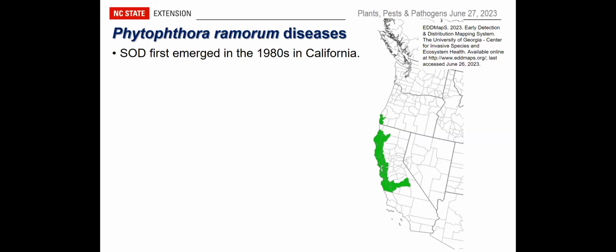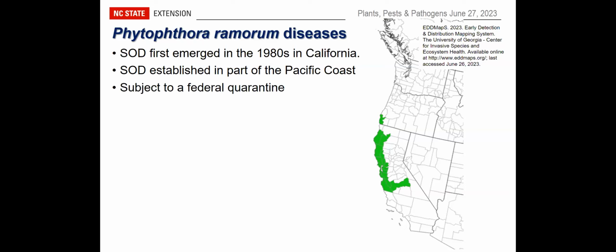Unfortunately, the models, well, first I should say it's established on this part of the Pacific coast and subject to federal quarantine. The big concern is that if this ever established in eastern forests, it would be a serious problem for our oaks, our red oaks in particular. And you have to think about a combination of things that would have to line up for that to happen.